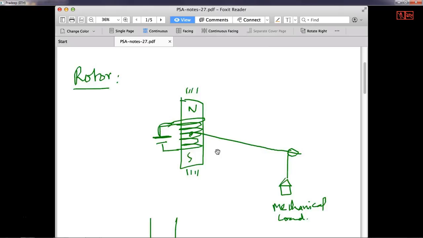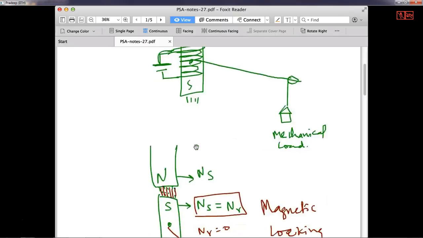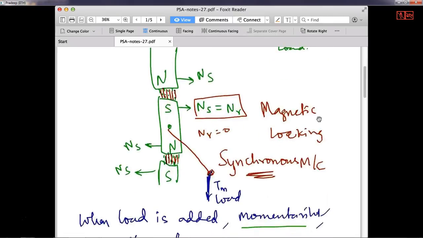Now, on the other hand, for the rotor, I can also connect the mechanical load. This mechanical load will try to decelerate the rotor. So there is some kind of magnetic locking happening here. The north pole and south pole of the stator will lock to south pole and north pole of the rotor. There's a magnetic locking between these two. Therefore, if this stator pole is moving at synchronous speed, the rotor pole also moves at synchronous speed. Ns equal to Nr, and there is no relative speed between them, and these two are magnetically locked, and that is the definition of synchronous machine.